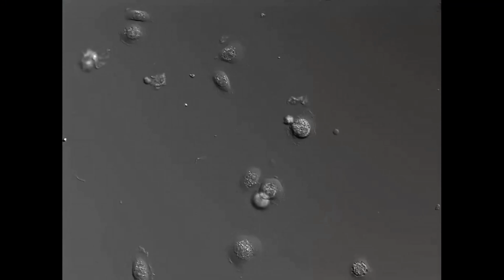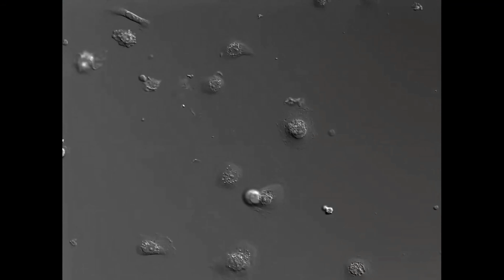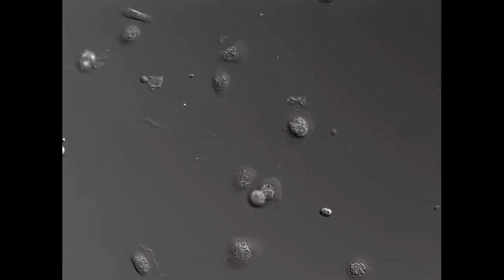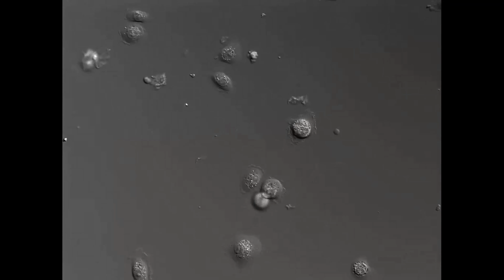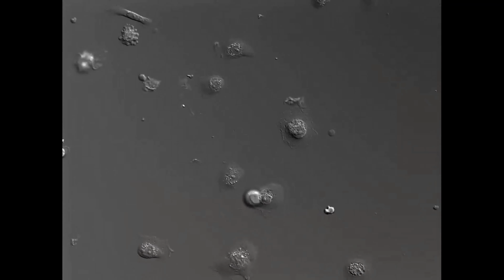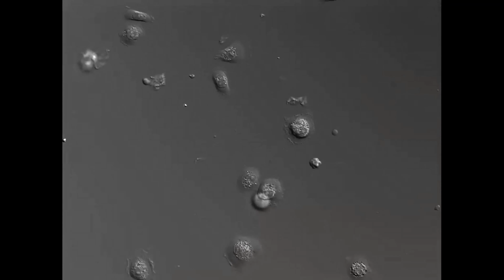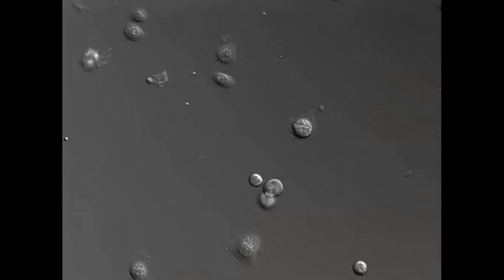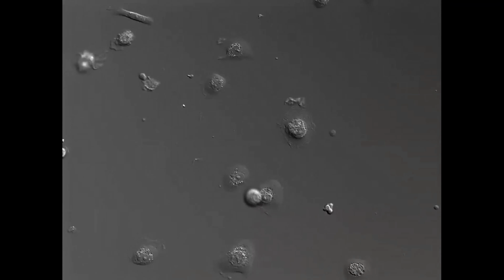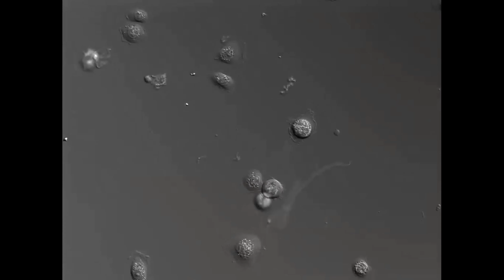This is a DIC image taken at 20x of primary prostate cancer cells. So we work directly on primary cells, so you can ask questions about cells that are directly from patients that have not undergone the various things that cell lines go through in their development. And so you can actually screen patients in real time for particular drugs.